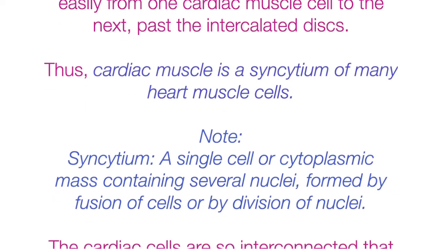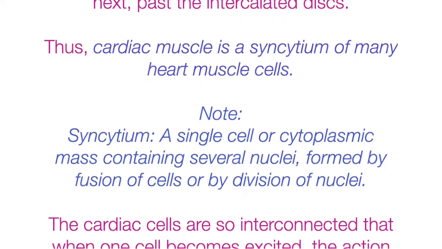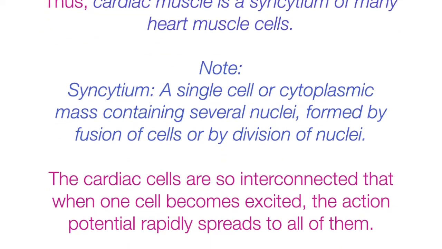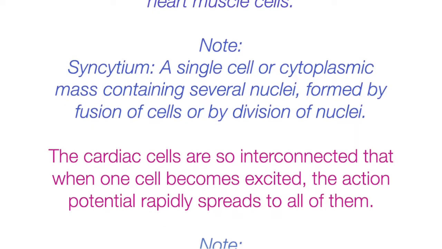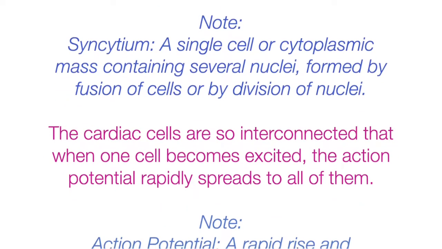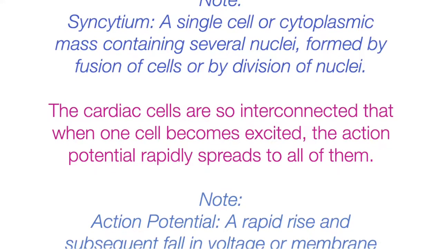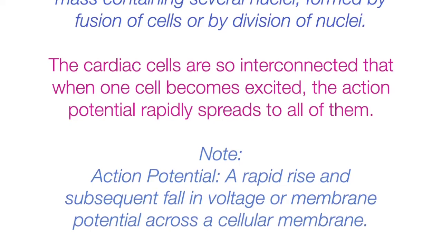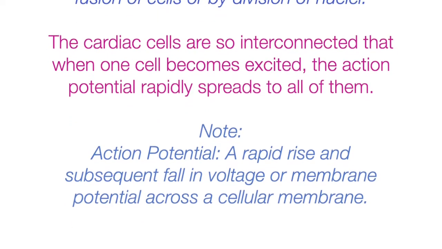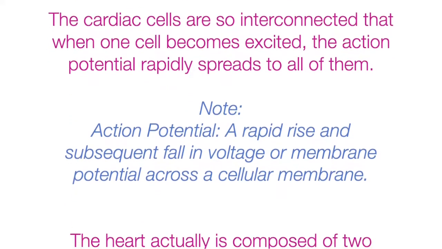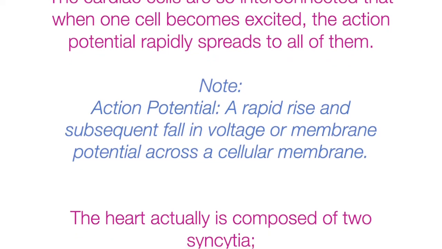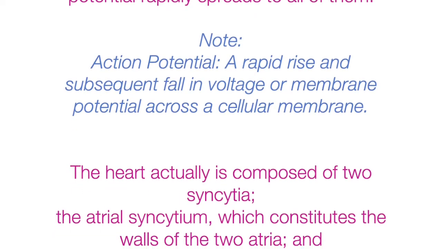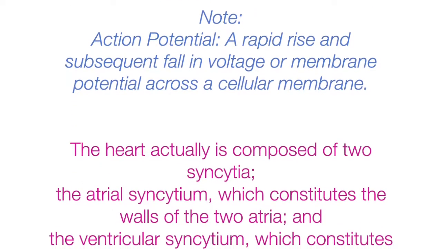Note, syncytium is a single cell or cytoplasmic mass containing several nuclei formed by fusion of cells or by division of nuclei. The cardiac cells are so interconnected that when one cell becomes excited, the action potential rapidly spreads to all of them. Note, action potential: a rapid rise and subsequent fall in voltage or membrane potential across a cellular membrane.